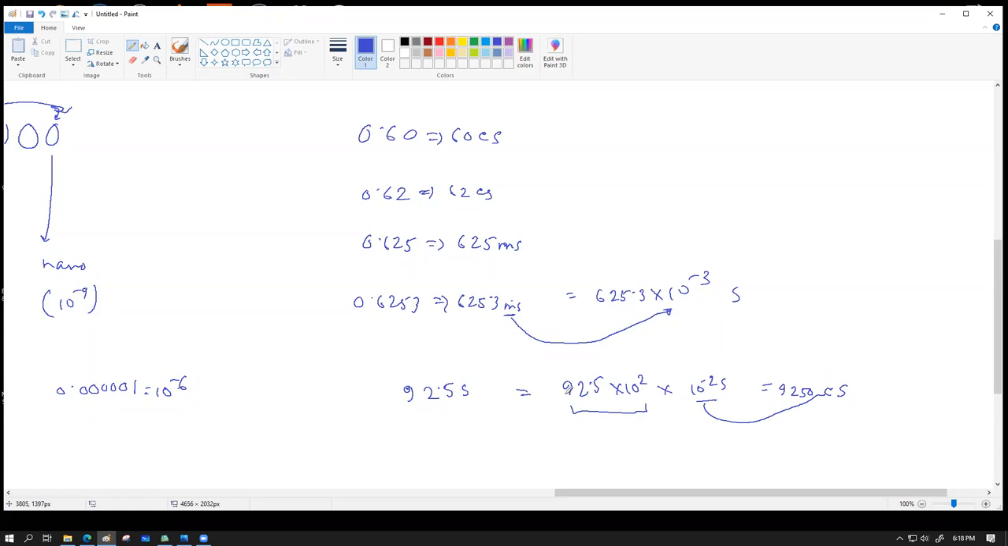Oh, okay, sir. Did everyone understand this possibility? Sir, I didn't understand the conversion. Sir, please explain once more. We wanted, let's say, for a certain scenario, to convert this amount of second into centisecond.